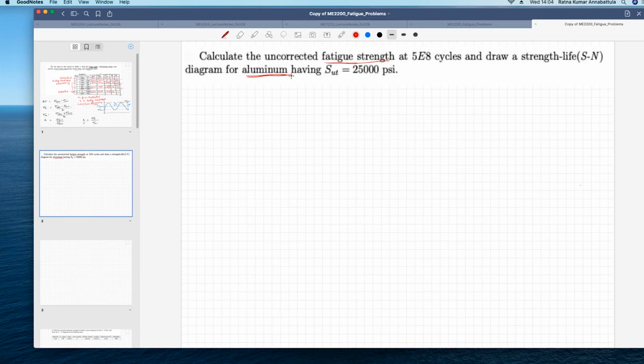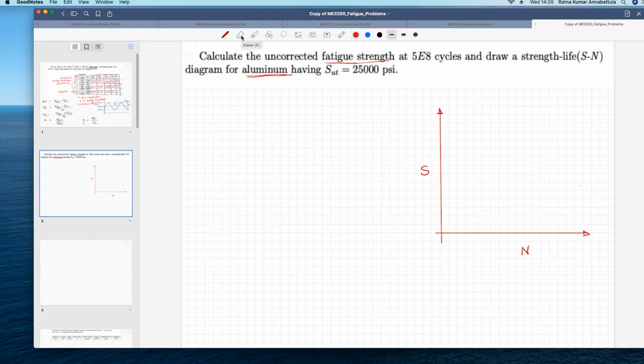Right? So if you remember, the moment you are talking about an SN life diagram, we are actually working in the HCF regime. That is what it means, right? So now you need to draw the strength life diagram and also write the equations for this strength life diagram. So let us see how do we go about doing that. So let us say the y-axis represents stress amplitude S and the x-axis represents the life N.